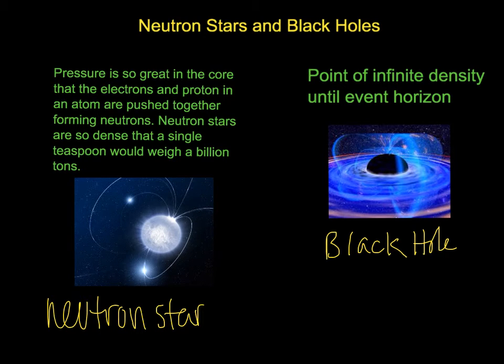Eventually, the star will collapse into a single point of infinite density, and this point sucks in all of the particles and light particles around it, forming the circular black thing that you see in this picture.